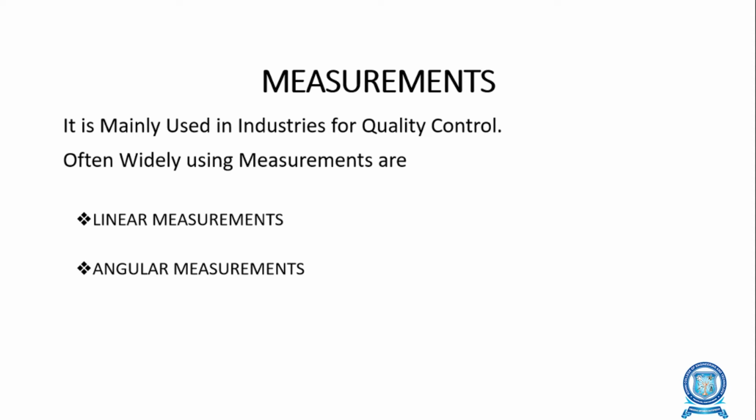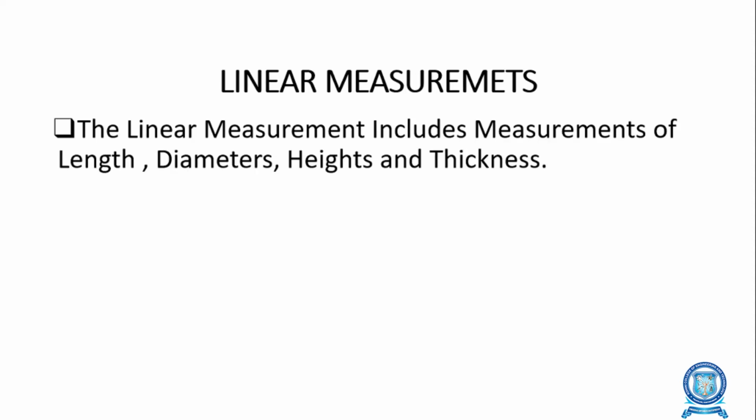There are two main types of measurements. One is linear measurement and the other is angular measurement. What is linear measurement? It includes measurements of length, diameter, height and thickness.